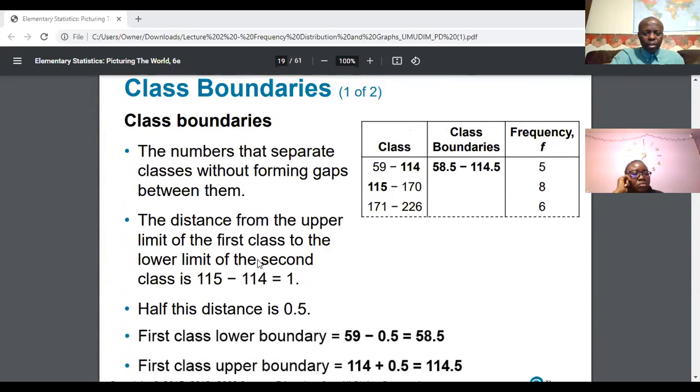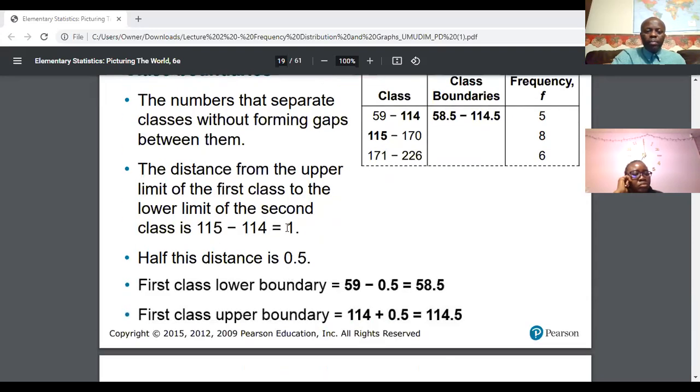So this is the way. The first thing you do is to subtract the upper class limit of the first class, which is 114, from the lower class limit of the second class. So that means 115 minus 114, which is 1. Then you divide the answer by 2. When you divide it by 2, you get 0.5.